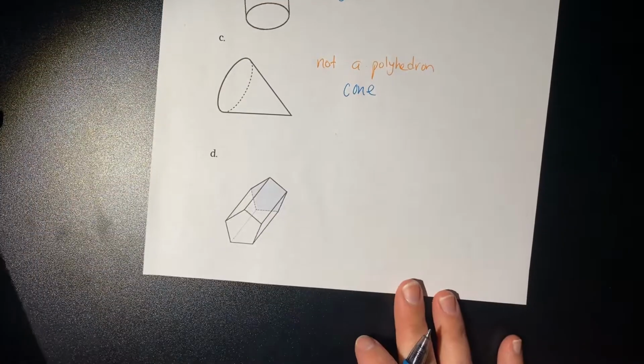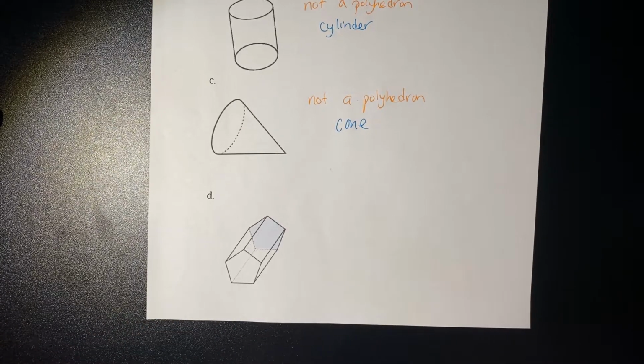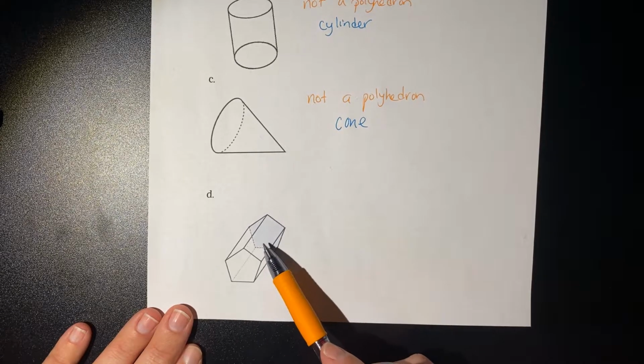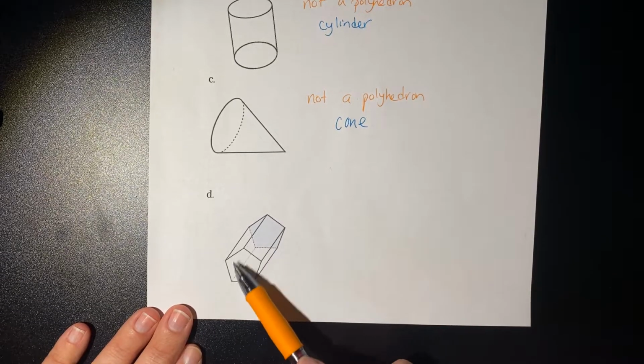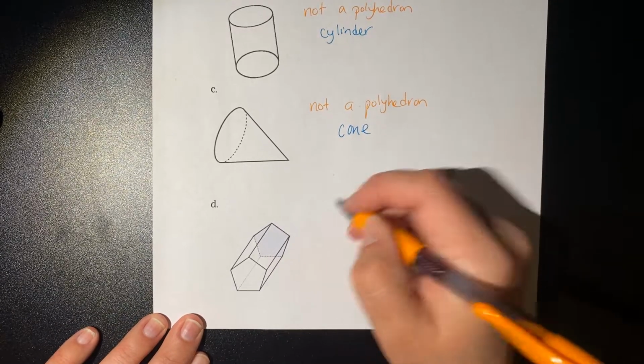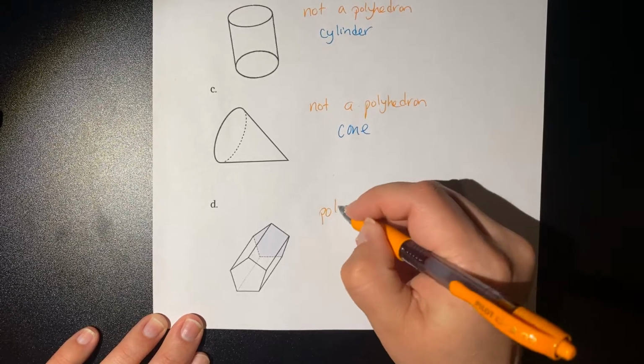Okay, last one. Here's our last shape. Are all the sides polygons? Well, let's see. Rectangle, rectangle, rectangle, rectangle, rectangle, pentagon, pentagon. Yes, they are all polygons. So this is a polyhedron.